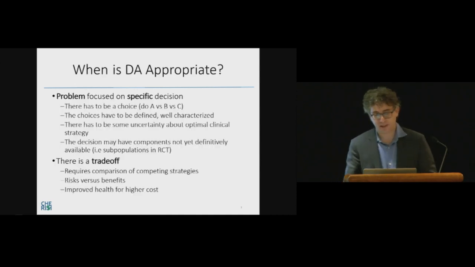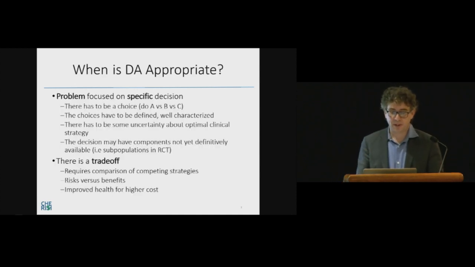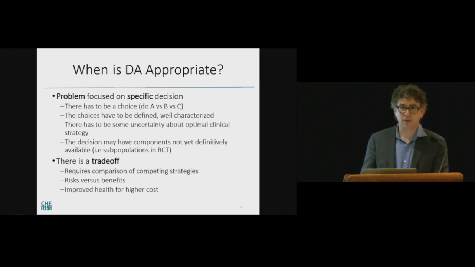So when is a decision analysis appropriate? First, the problem needs to focus on a specific decision, right? We really need to be able to articulate exactly what it is we're deciding about. It's not the vague decision of what should I do or what might be best. We really need to have a set of choices, right? We can do A versus B versus C, but not A and B. And we also want to be pretty confident that there's not an option D that we haven't included on the list. Those choices have to be defined and well characterized, so it can't be something like do a little bit or do more. We need to have really well characterized interventions that we can ultimately quantify.